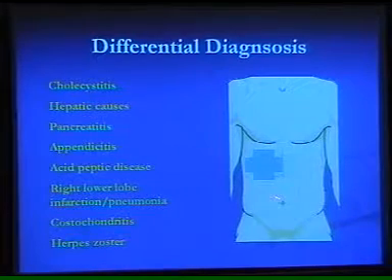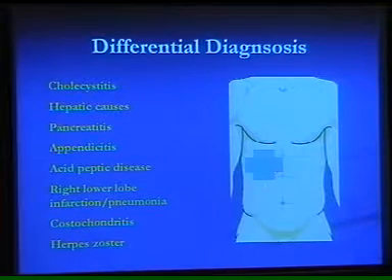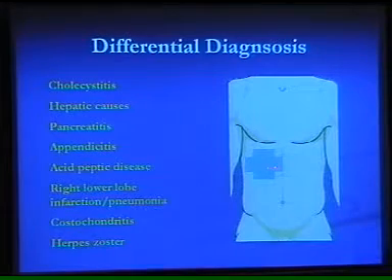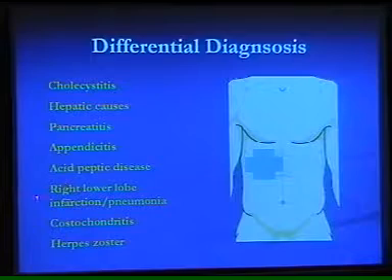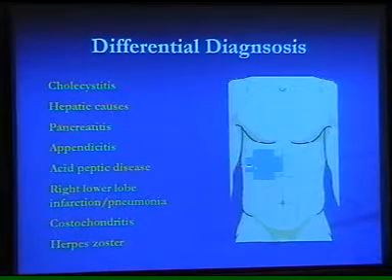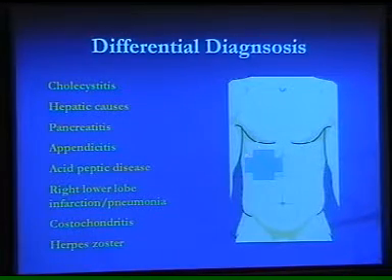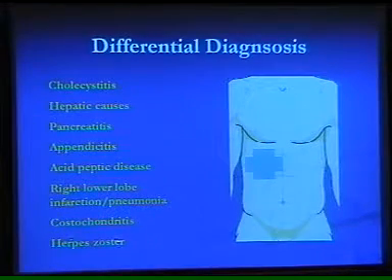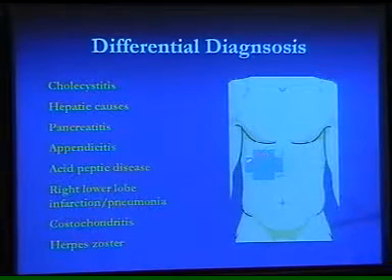Appendicitis: sometimes there is a retrocecal appendix which is high up, and in that case the patient will present as if he has acute cholecystitis, but when it is opened up it is actually acute appendicitis. Then there is peptic disease. The other thing is right lower lobe involvement, either with infarction or pneumonia, which can present with right upper quadrant pain. Sometimes costochondritis: if you press the ribs, the patient will feel pain. And herpes zoster, where the typical rash is preceded by dermatomal skin pain in this area.